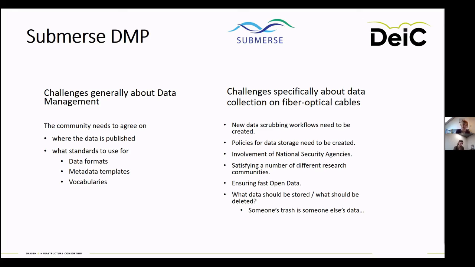And then apart from all this complicated, very specific stuff, the community needs to agree on where we are publishing the data, what are places that our researchers are using, and what standards are already being used in terms of data format, metadata templates, and vocabulary. So the standard things that you always have to think about.